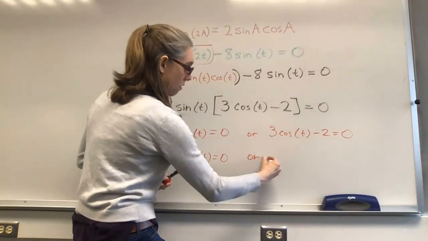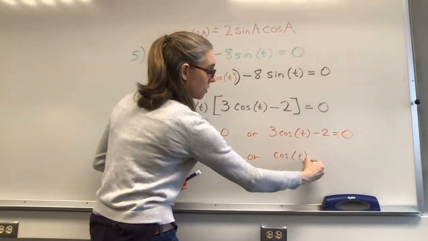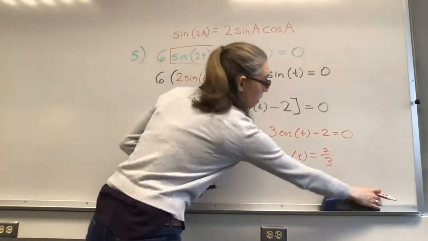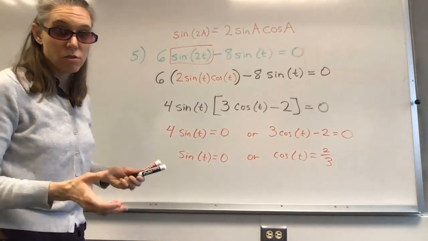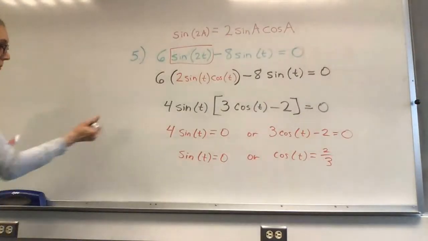And the cosine of t is equal to 2/3. So now what we want to do is look at the unit circle. So I'm going to draw a unit circle. I'll go ahead and just draw it over here.